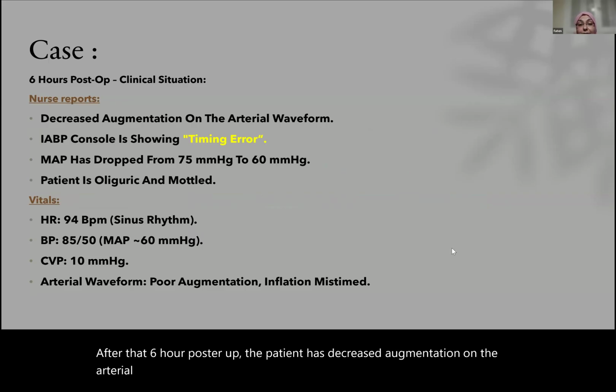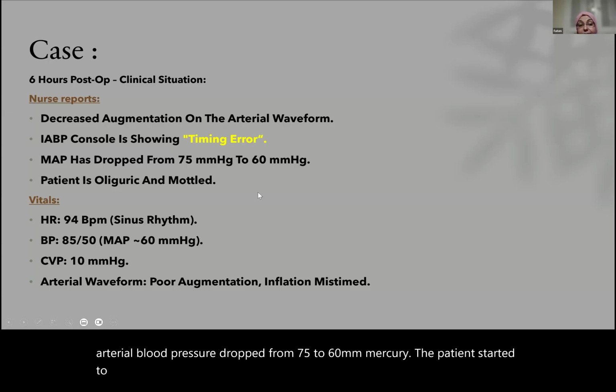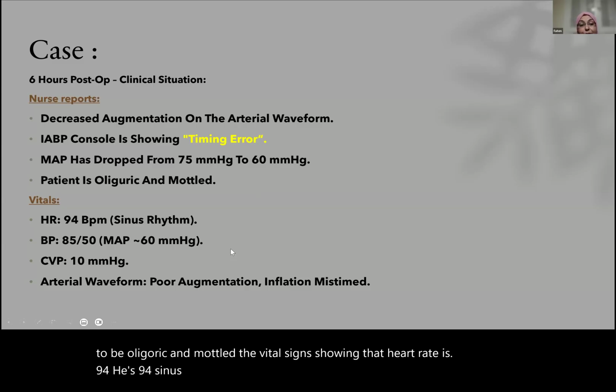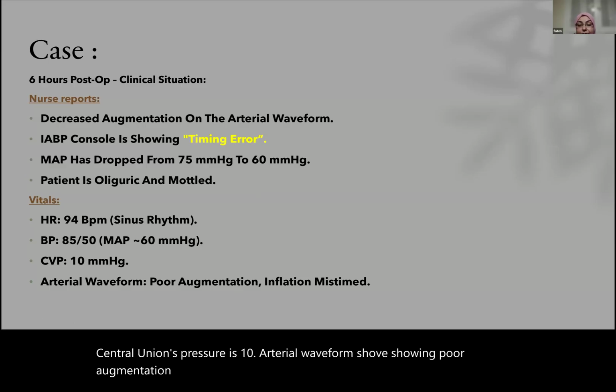The console is giving a timing error. Mean arterial blood pressure dropped from 75 to 60 millimeters of mercury. The patient started to be oliguric and mottled. The vital signs show heart rate 94, sinus rhythm, and blood pressure 85/50, MAP 60. Central venous pressure is 10. The arterial waveform shows poor augmentation and inflation mismatch.